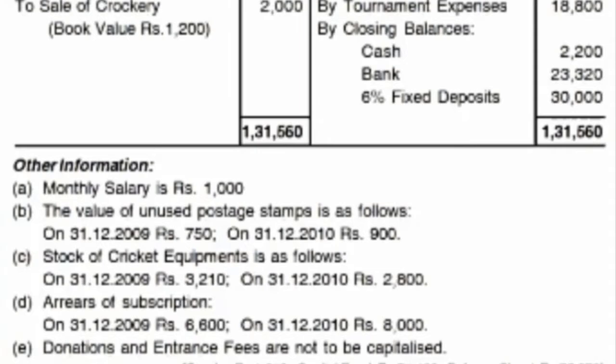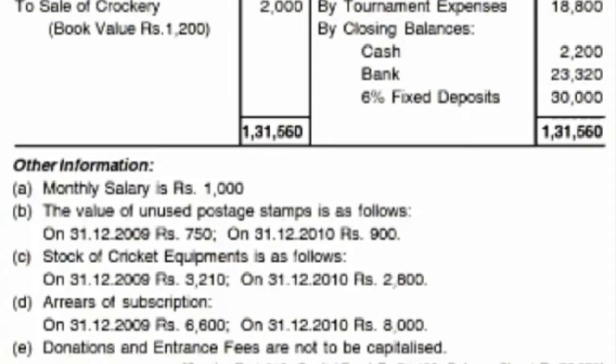The first item is monthly salary rupees 1000. In the payment side, salary is there, just mark there. The next information, the value of unused postage and stamp is as follows. On 31st December 2009, rupees 750 and 31st December 2010, rupees 900. Here in postage stamp, make 2 marks. 2 adjustments are there.